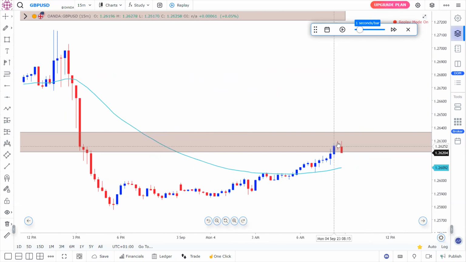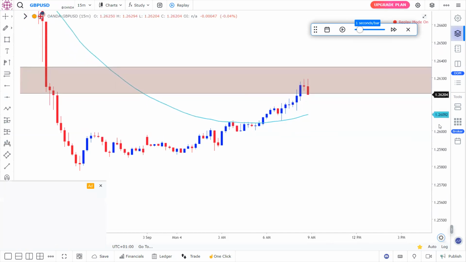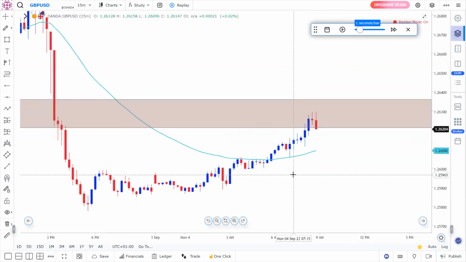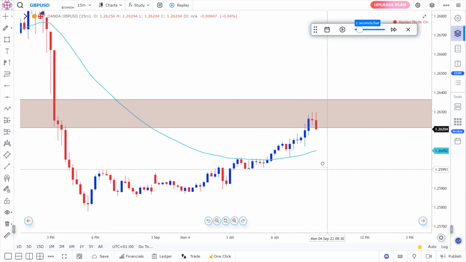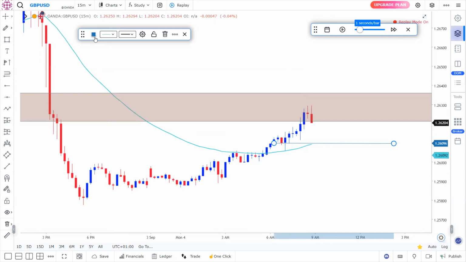Now, this is our structure level. We had nicely tapped into the 4-hourly structure level, psychological round number 1.26300. And then again, this is where I identify the market structure and then wait patiently for a shift of the market structure from the 15 minutes time frame from bullish to bearish.